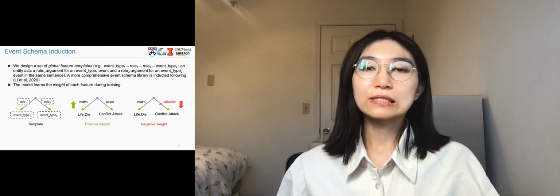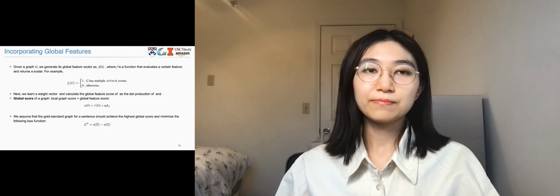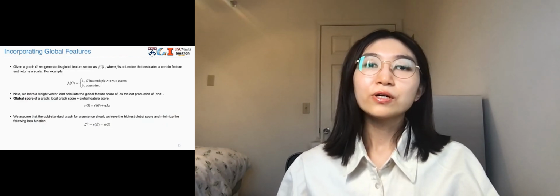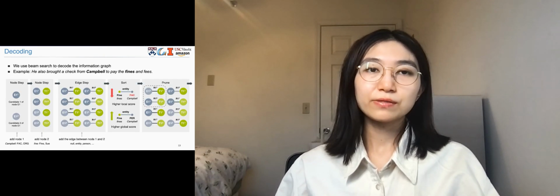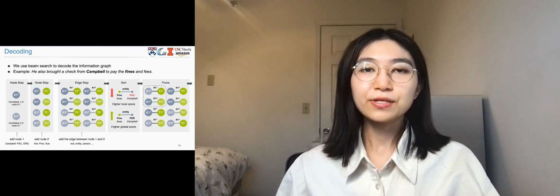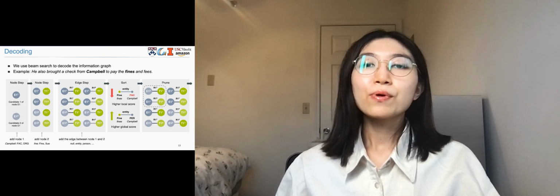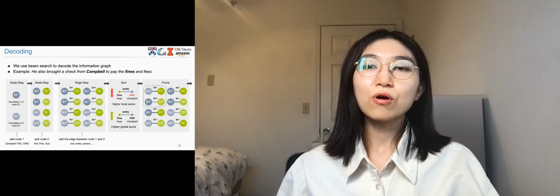The schema library can be further extended. Our work on schema induction using path language model extends the library to longer paths between events. After that, we let the model learn the weight of each feature automatically and add the weighted score into the local type prediction scores. So this combined score is used in the beam search to decode the graph. In each decoding step, we generate one node and predict the edges between that node and the existing nodes. So in the node step, we predict the top k node types for the new node. And in the edge step, we predict the top k edge combinations with existing nodes. Then all candidate graphs are generated and will be ranked based on the combination of local scores and global scores.